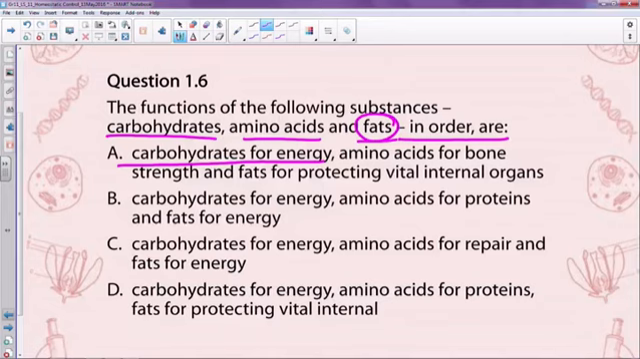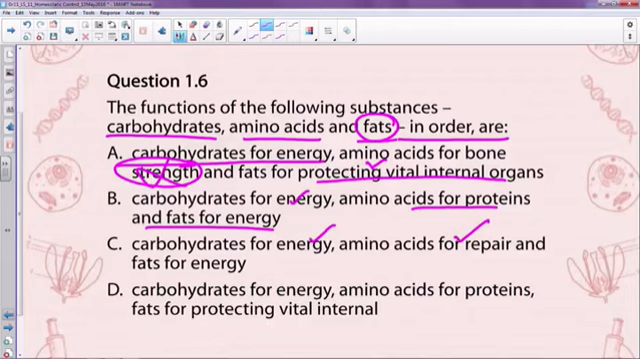Okay, so carbohydrates for energy, amino acids for bone strength. Bone strength, guys? No. Fats for protecting the vital internal organs. Well, that seems to be correct in terms of fats, but I don't think that we got the second option correct. Carbohydrates for energy, correct. Amino acids for proteins and fats for energy. Looks quite promising. Carbohydrates for energy, amino acids for repair, and fats for energy. Both seem to be very close, and I think I would agree with that.